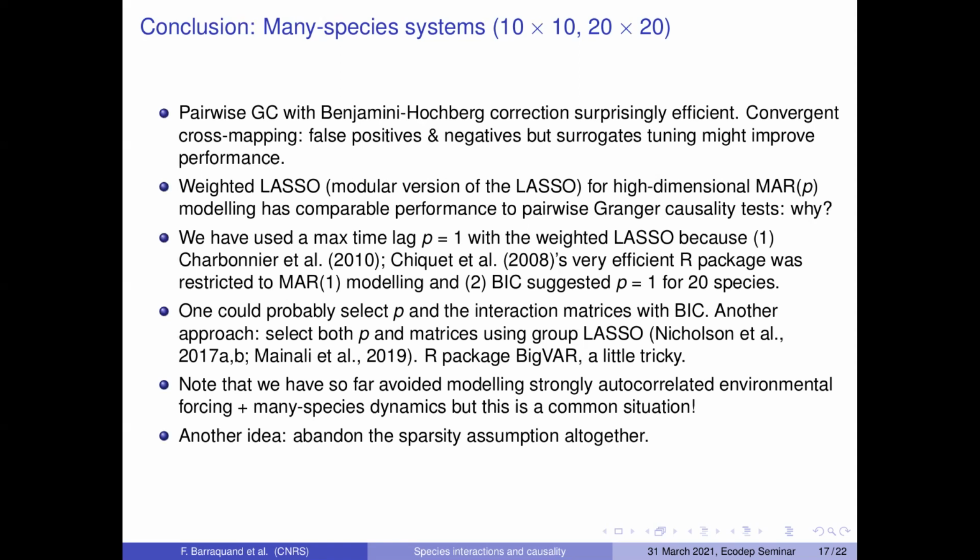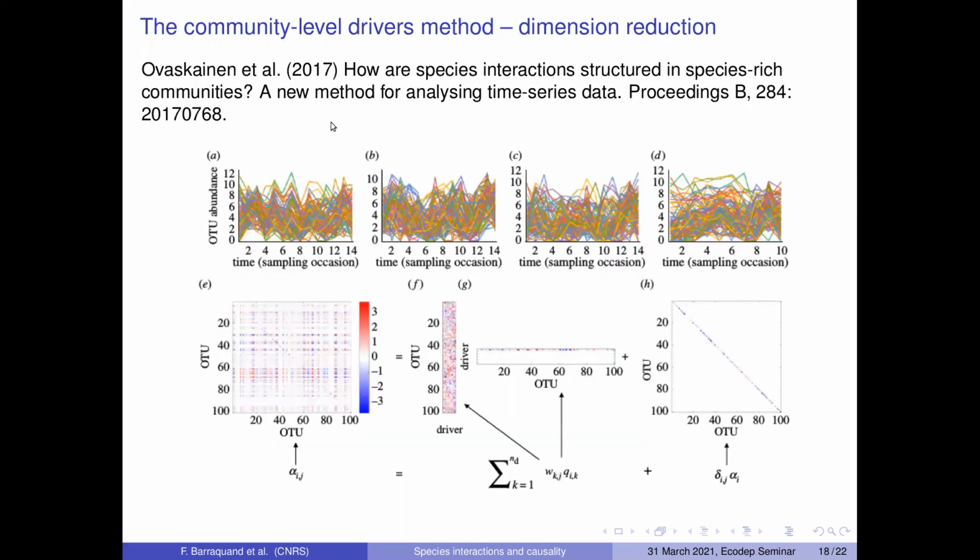So far, everything I have mentioned to fit large multivariate autoregressive models relies on the sparsity assumption. And I've listened to the talk of Benjamin Poignard, which was just before me in this seminar. And another idea, of course, is to abandon the sparsity assumption, to do something else. So some people have tried that in ecology. They call this the community level drivers method, but really, econometricians would say it's a factor model method.